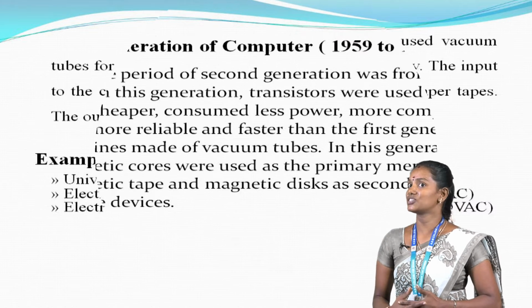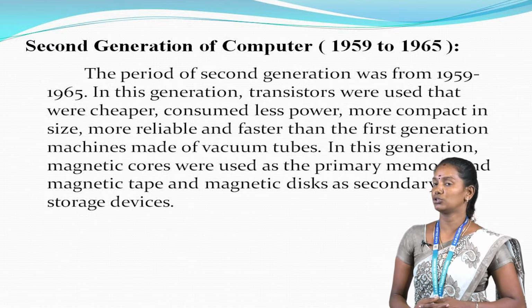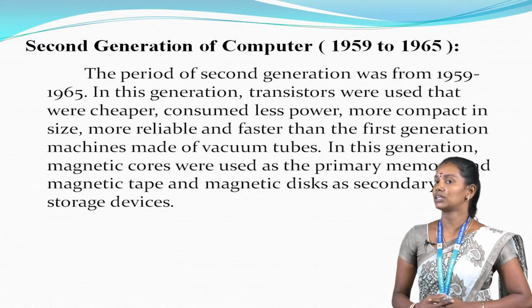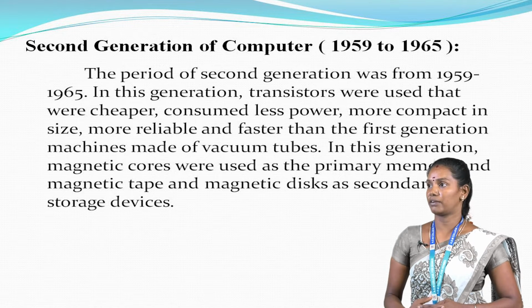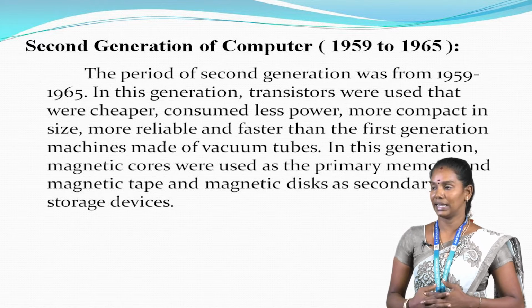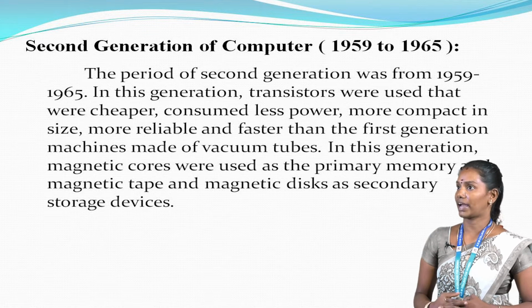The next one is second generation of computer. The period of second generation was from 1959 to 1965. In this generation, transistors were used that were cheaper, consumed less power, more compact in size, more reliable and faster than the first generation machines made of vacuum tubes.